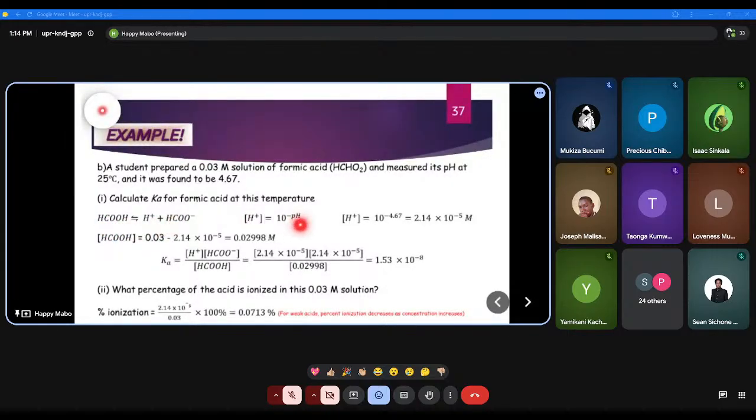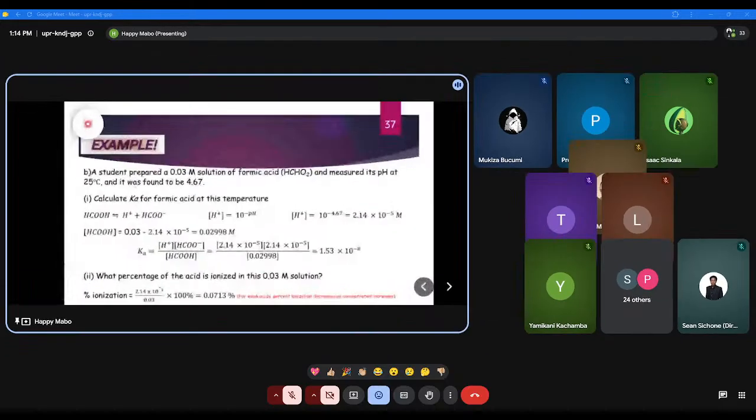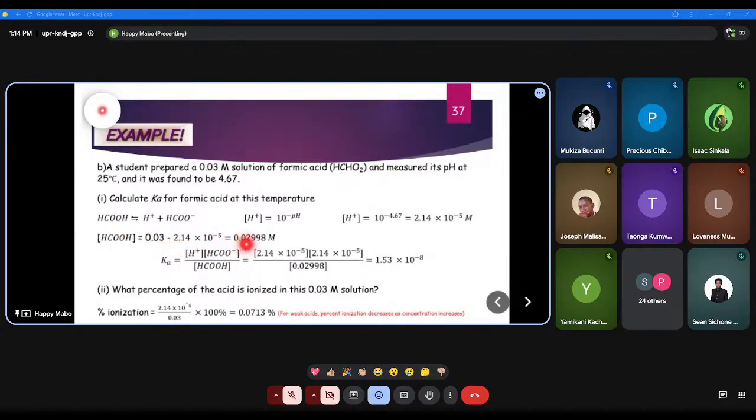That is why this amount of hydrogen ions, in terms of molar concentration, since it is known, is supposed to be subtracted from the initial concentration, and that is why we're subtracting here. So the amount that we come up with at equilibrium is going to be substituted into this equilibrium expression to find the value of Ka, as we are able to see there.